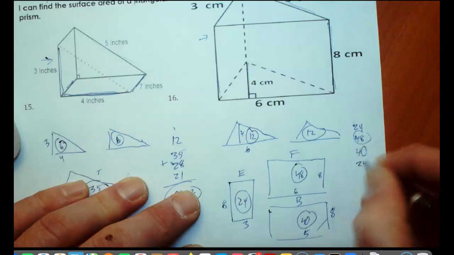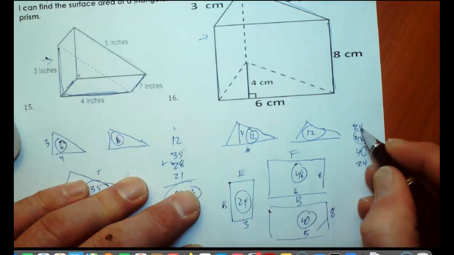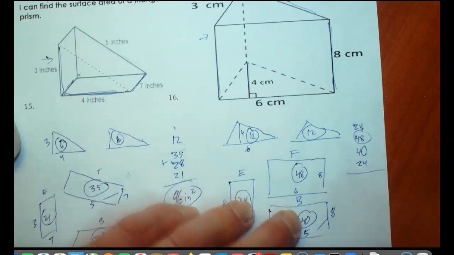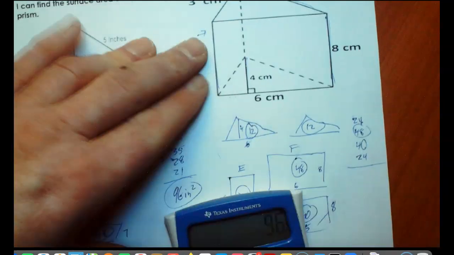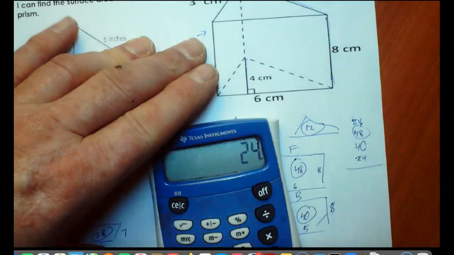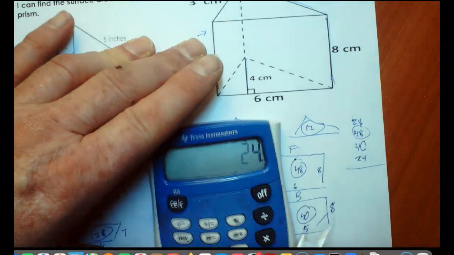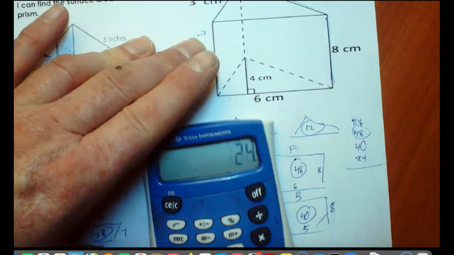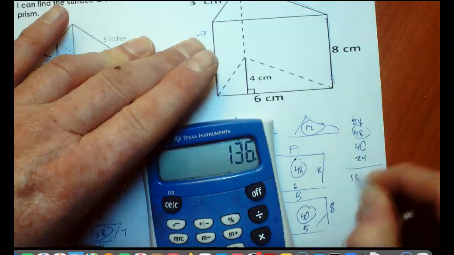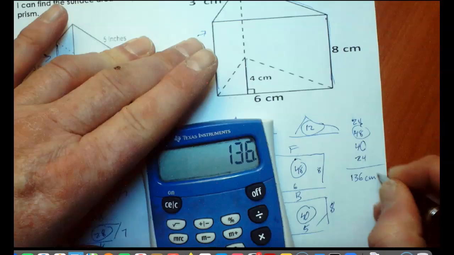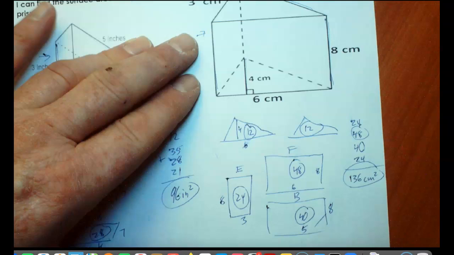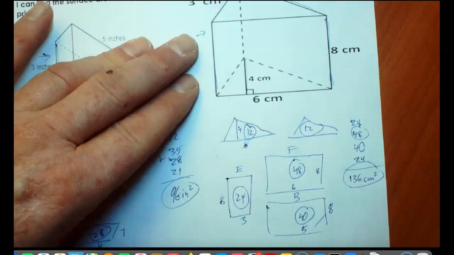Let's just double check. We have 2 triangles, they make 24. We have a 48 rectangle, we have a 40 and a 24. I'm thinking 136, but that's a guess. 24 plus 48 plus 40 plus 24, 136 centimeters squared. I'm not going to double check that one because I kind of did it in my head as I was adding it in, and it matched my estimate. All right, good luck. Thanks for listening.